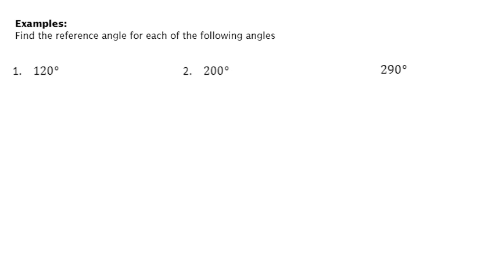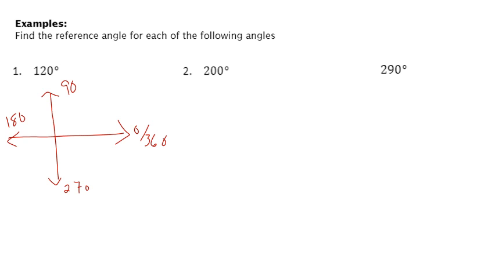So in this first example, we have 120 degrees. I'm going to first sketch a coordinate plane. So I have 0, I have 90, 180, 270, and then 360. I can see 120 degrees, which we've seen before. I have my initial side. 120 is between 90 and 180.